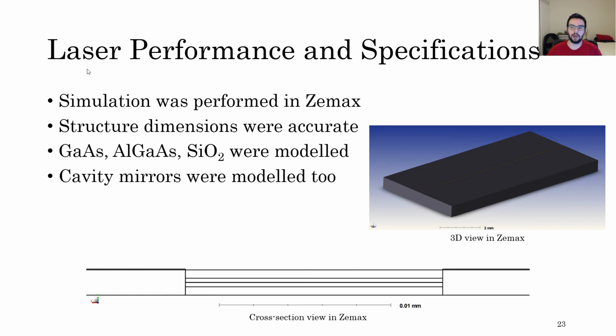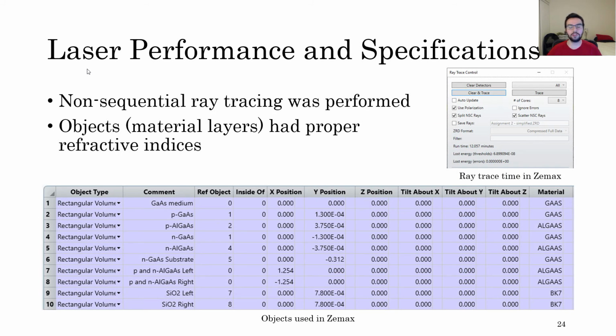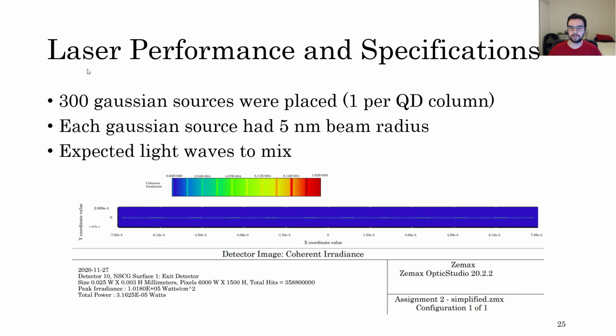So I simulated this device using Zemax, and all the dimensions were accurate, all the refractive indices were accurate, and the mirrors were accurate. And I used the non-sequential ray tracing algorithm in Zemax, and you can see all the objects I had. I used 300 Gaussian sources, placed basically one per quantum dot column. So looking at it from the front, this is what it would look like in the image.